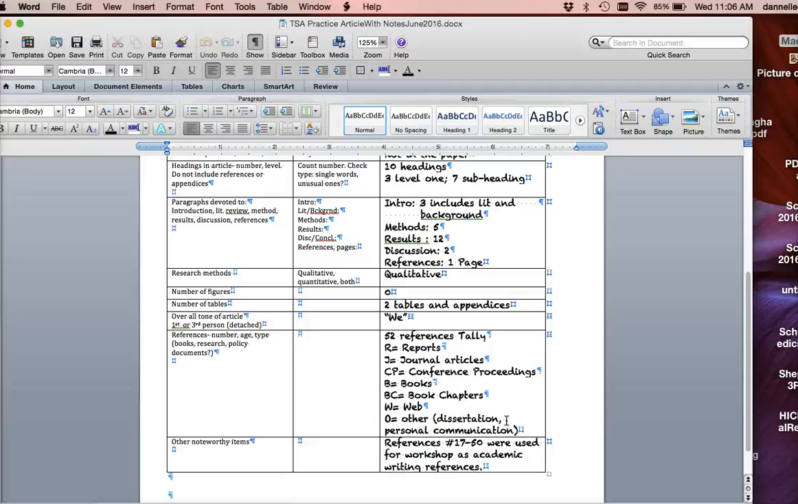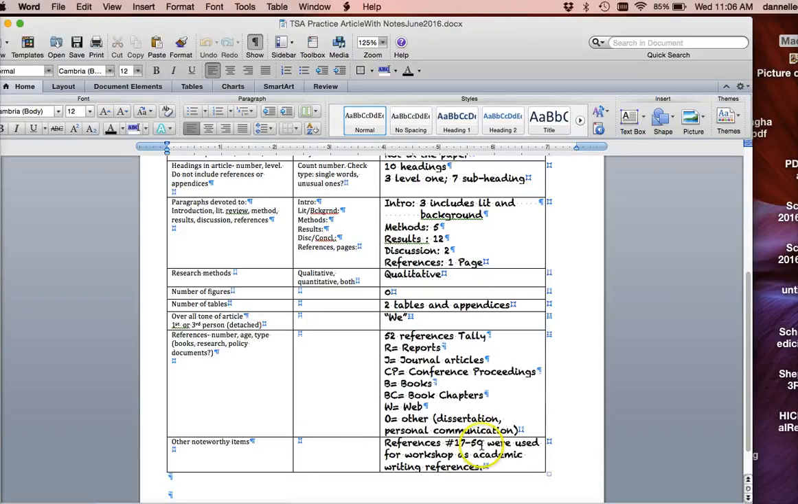Other noteworthy items is how many references there were. And this one was interesting because they had numbered all the references, which I guess is a text structure convention that this journal wants. But numbers 17 to 50 were used for workshop academic writing references. I have 52 references. Actually, I think that's wrong. Well, no, this is less than 50. But it was an interesting thing they did. They put all the references that they used in the workshop as part of the reference list.